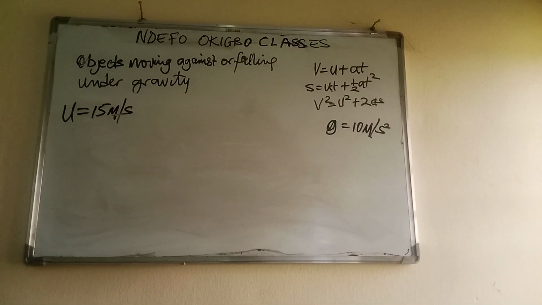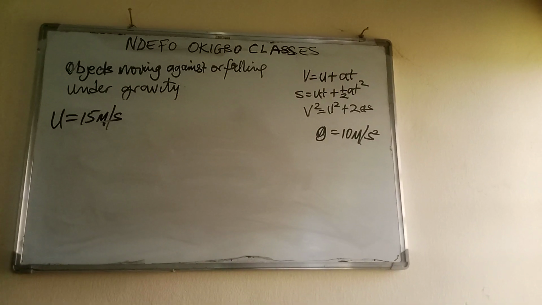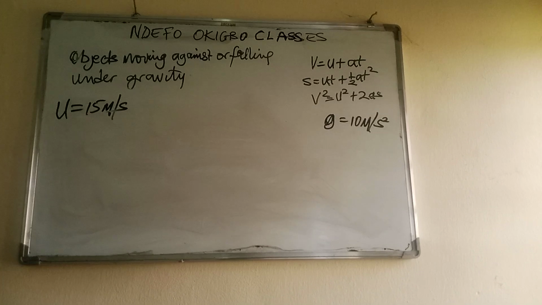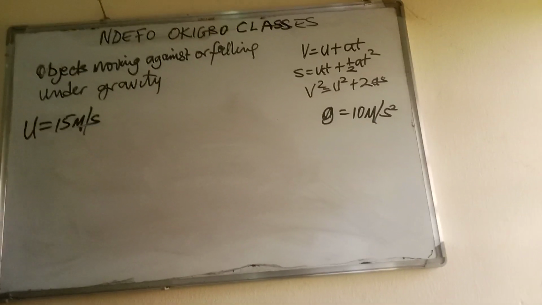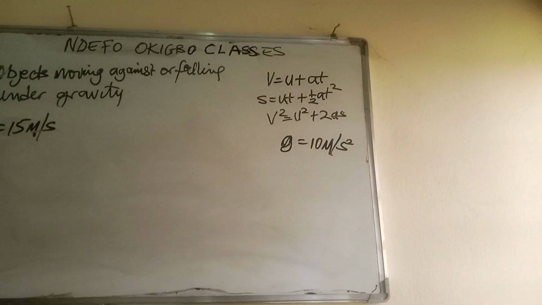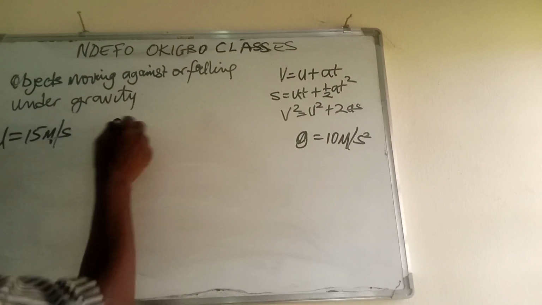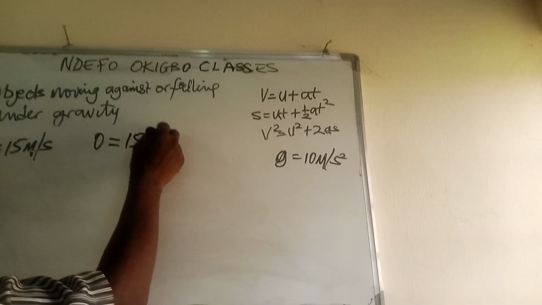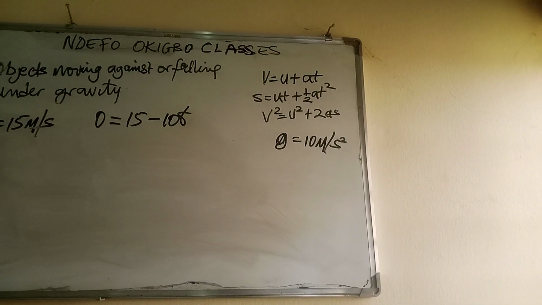To get how long it took the ball to come back, let us first get how long it took the ball to get to the highest height. If we get that, we just multiply by 2. What it took to go up is what it took to come down. So if we use the first equation, at the highest height the velocity is 0, so 0 equals the initial velocity 15 minus 10t. 10 is the acceleration, so we get the time, as simple as that.